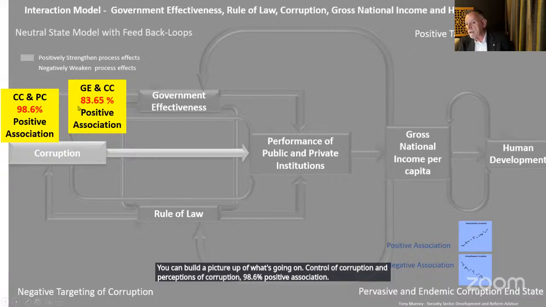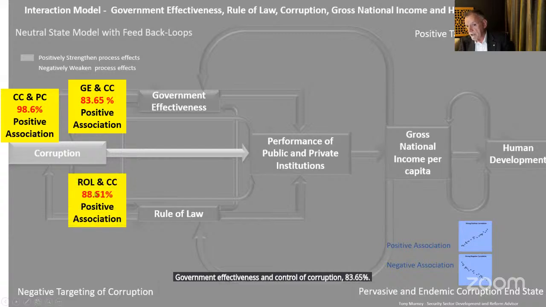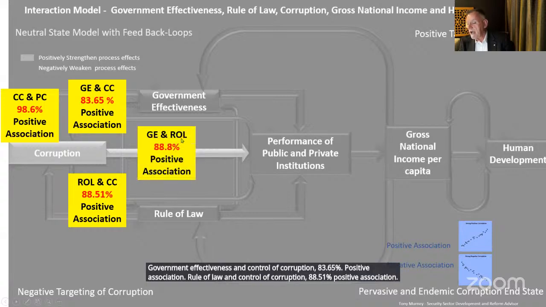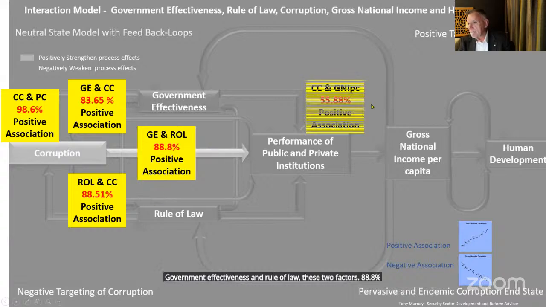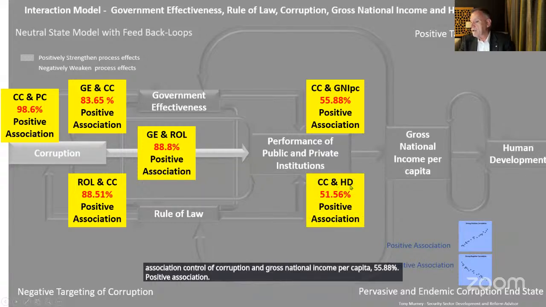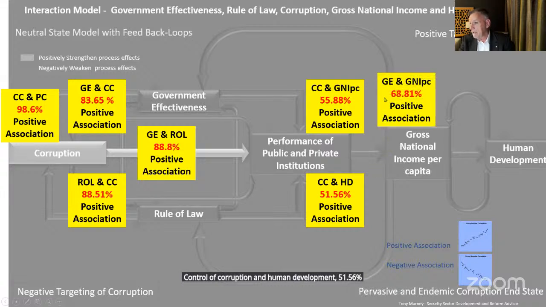Government effectiveness and control of corruption, 83.65% positive association. Rule of law and control of corruption, 88.51% positive association. Government effectiveness and rule of law, these two factors, 88.8% positive association. Control of corruption and gross national income per capita, 55.88% positive association. Control of corruption and human development, 51.56% positive association.